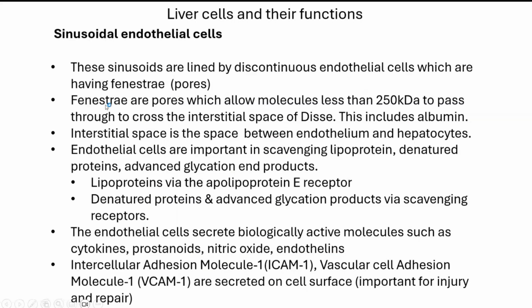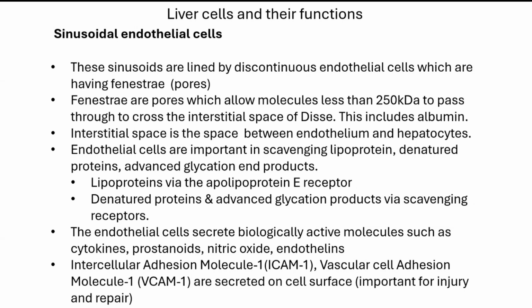So sinusoidal endothelial cells: these sinusoids are lined by discontinuous endothelial cells which have fenestrae, that is, pores. Fenestrae are pores which allow molecules less than 250 kilodaltons to pass through to cross the interstitial space of Disse. This includes albumin. The interstitial space is the space between the endothelium and hepatocytes.